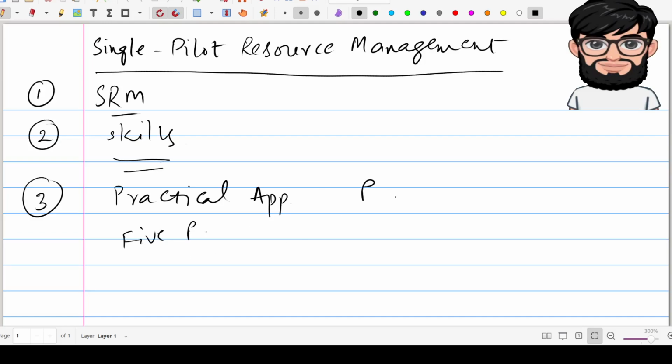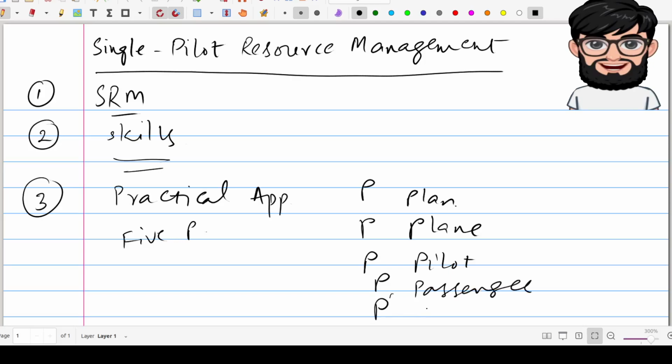The first P is for the plan. The second P is for the plane. The third P is for the pilot. The fourth P is for the passenger, and the last P is for the programming. It is based on the idea that the pilot has essentially five variables that impact his or her environment, and that can cause the pilot to make a single critical decision or several less critical decisions.